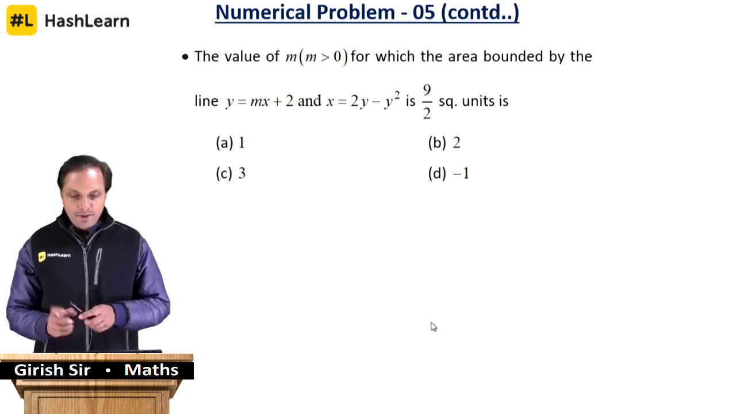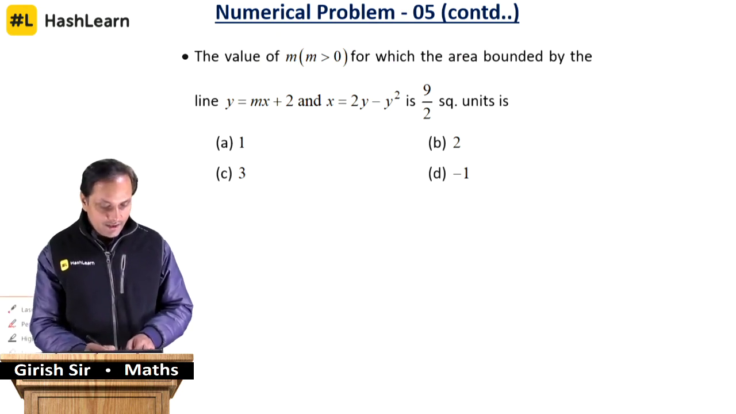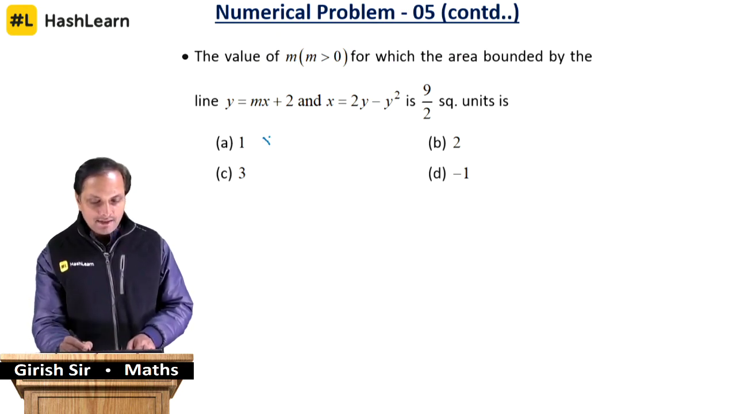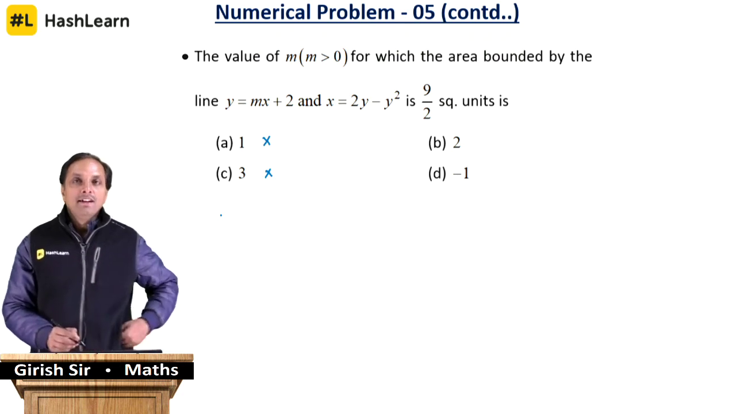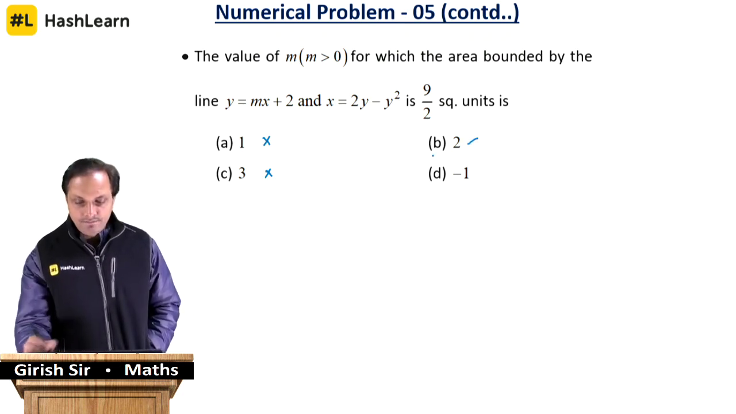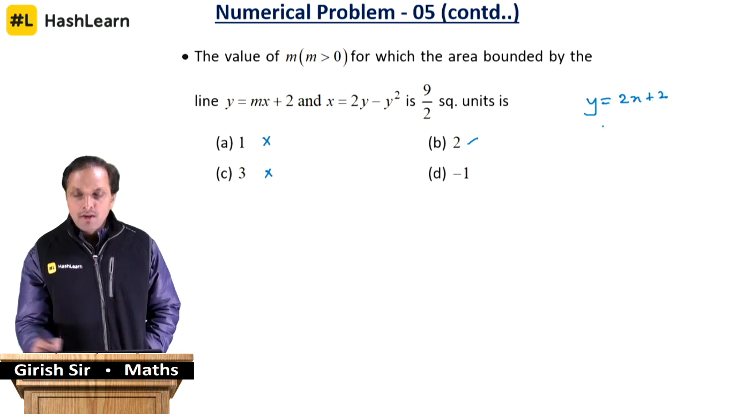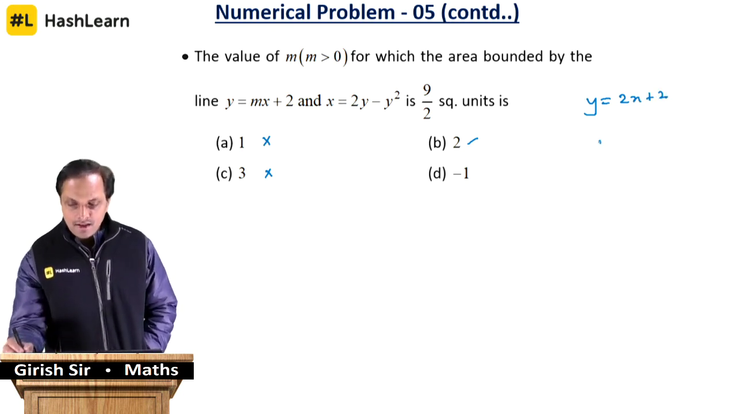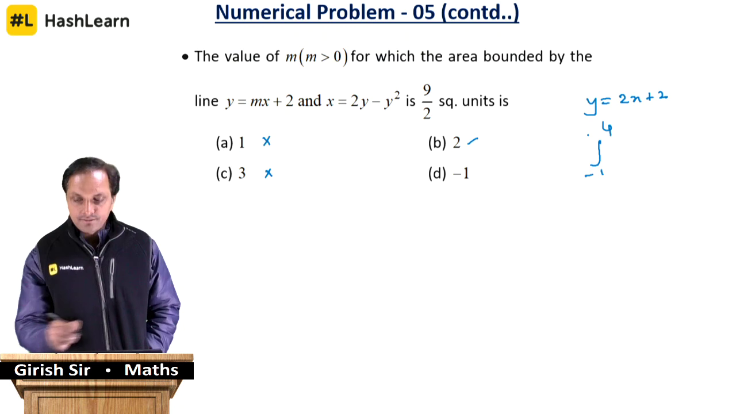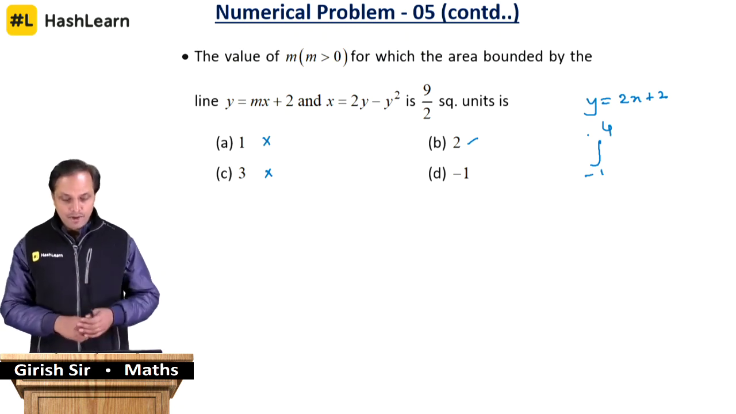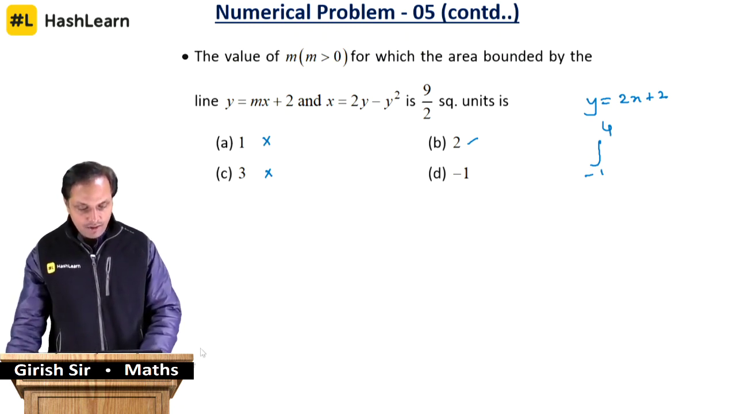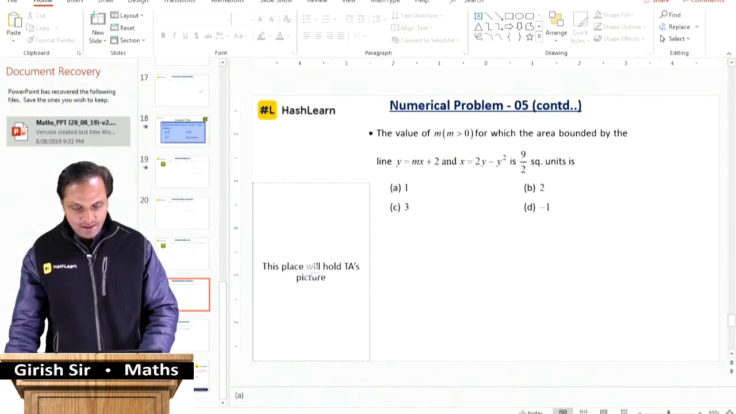Okay, so what I am going to do, I am not going to take 1, I will skip 3, and I will take y is equal to 2x plus 2. I got the limit as minus 1 to 4. How is it? If you want I can show you the graph once again.